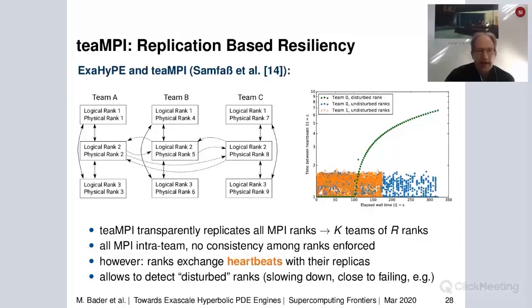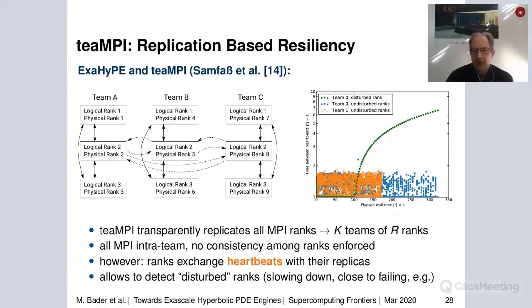Durham. That's called TMPI, and TMPI replicates all MPI ranks of an MPI simulation. So you have K teams of R ranks, and as you can see in the picture to the left, ranks between teams actually exchange heartbeats among their replicas. And these heartbeats allow you to detect when another team is falling behind with a simulation.